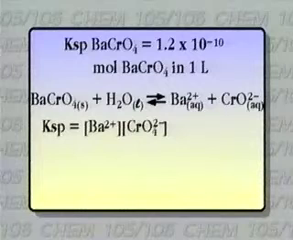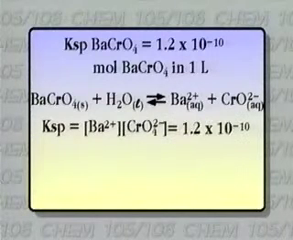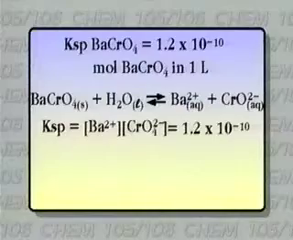Now we have to think about this. Oh, we know one other thing. We can add, this is all numerically equal to 1.2 times 10 to the minus 10. That was given to us in the problem. The question is, how much barium chromate will dissolve? How many moles per liter of barium chromate will dissolve?